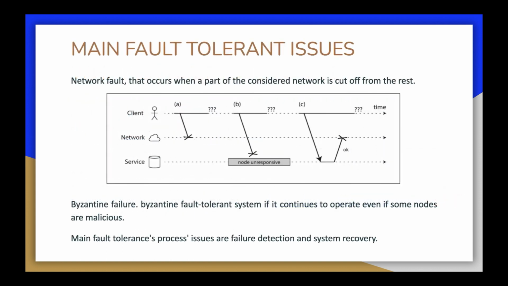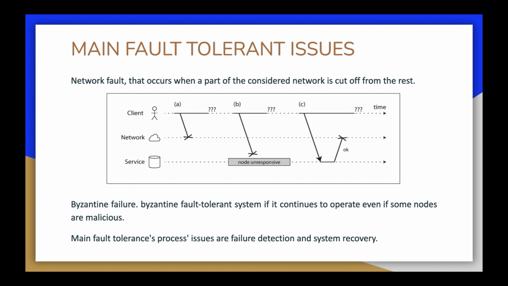But what are the main fault-tolerance issues? The main fault is the network fault, since we are in a shared-nothing architecture. When this fault occurs, a part of the considered network is cut off from the rest. Another kind of failure, if we consider a Byzantine scenario, is Byzantine failures. That means that the nodes are malicious, and so a system is Byzantine fault tolerant if it can continue to operate even if some nodes don't respect protocols or are malicious. There are also other kinds of failures like crash failure, transient failures, software failure or temporal failure.